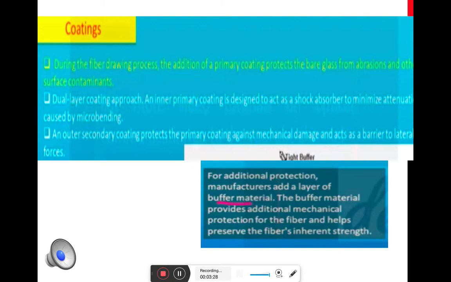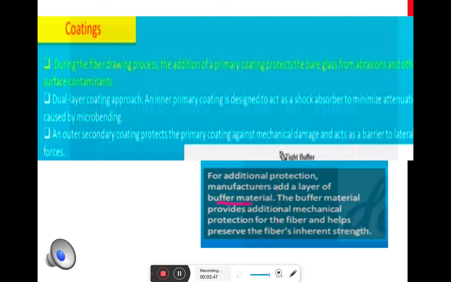The main aim of the primary coating is to protect our fiber, which is bare glass. It is made from silica, so it is a type of glass. We have to protect this glass from abrasions and other surface contaminants. So to protect our optical fibers from abrasions and other surface contaminants, we provide a primary coating.